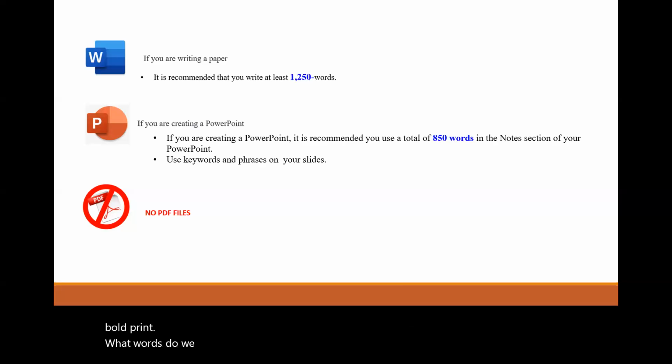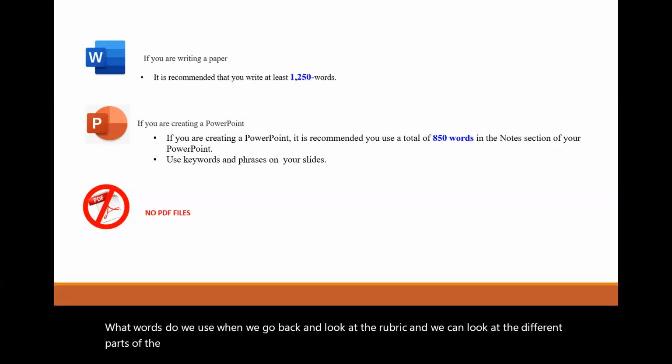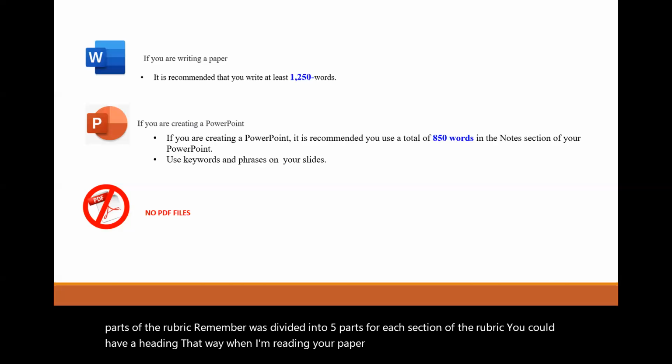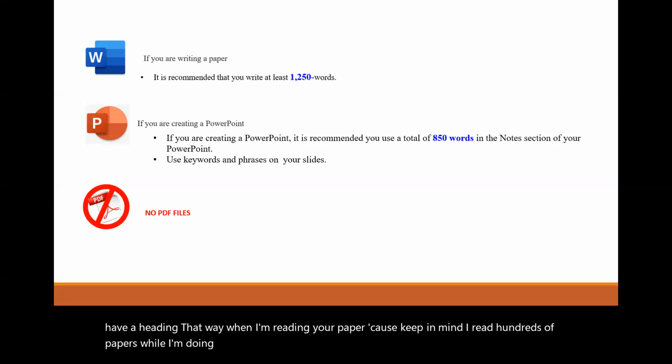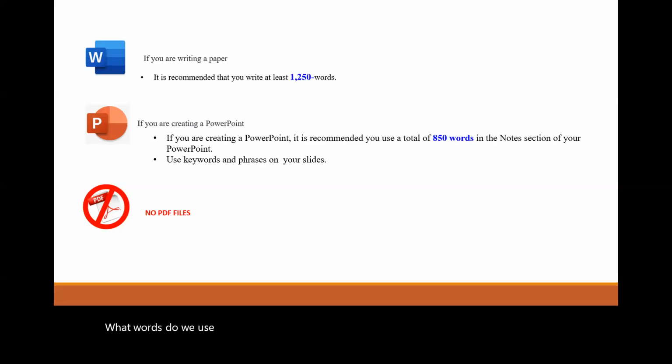And what words do we use? Well, we can go back and look at the rubric, and we can look at the different parts of the rubric. Remember, it was divided into 5 parts. For each section of the rubric, you could have a heading. That way, when I'm reading your paper, because keep in mind, I read hundreds of papers while I'm doing this, it would really help me if you included headings in your paper.